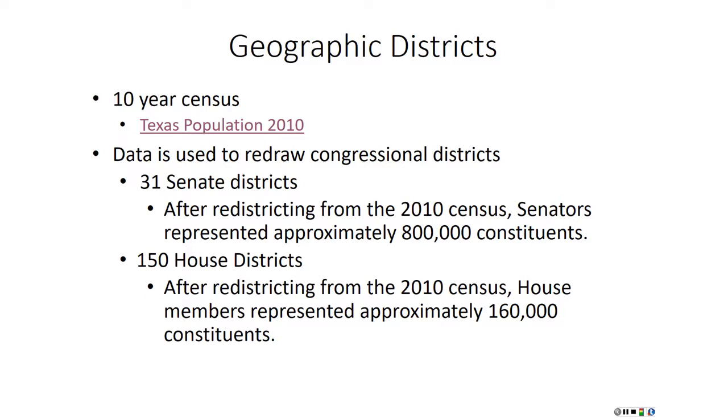If we just knew this, if we were just looking at these numbers and didn't know anything else, could we guess the population of Texas just looking at this information? Well, yeah, we could. How? It's easy. Just multiply the number of districts by the number of constituents. Multiply 31 by 800,000, multiply 150 by 160,000. Now we're going to get approximately 25 million.